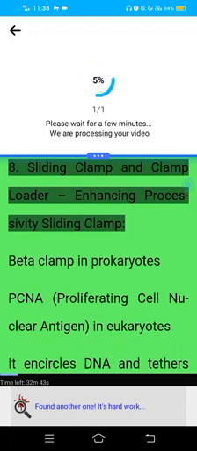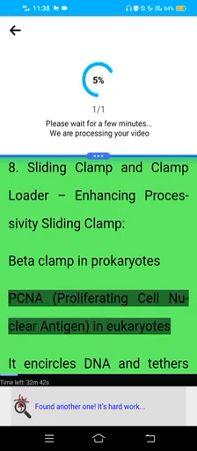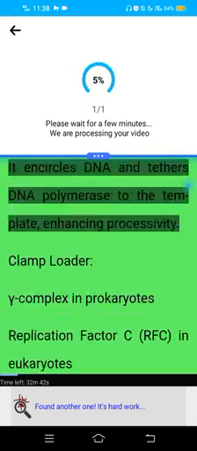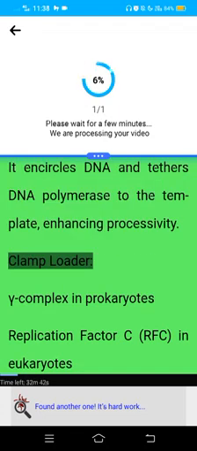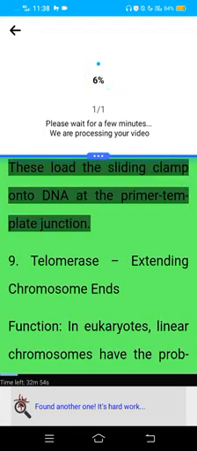8. Sliding clamp and clamp loader, enhancing processivity. Sliding clamp: beta clamp in prokaryotes, PCNA, proliferating cell nuclear antigen, in eukaryotes. It encircles DNA and tethers DNA polymerase to the template, enhancing processivity. Clamp loader: gamma complex in prokaryotes, replication factor C, RFC, in eukaryotes. These load the sliding clamp onto DNA at the primer-template junction.